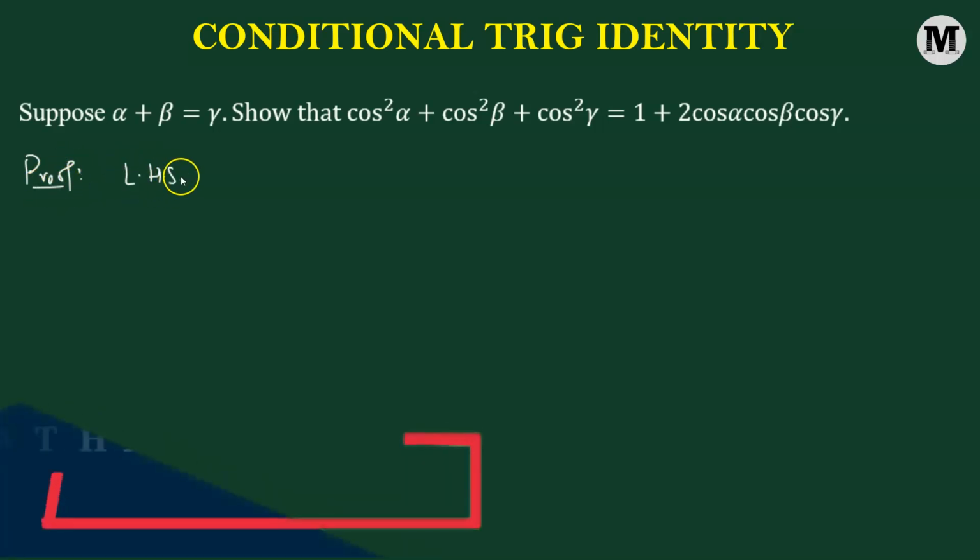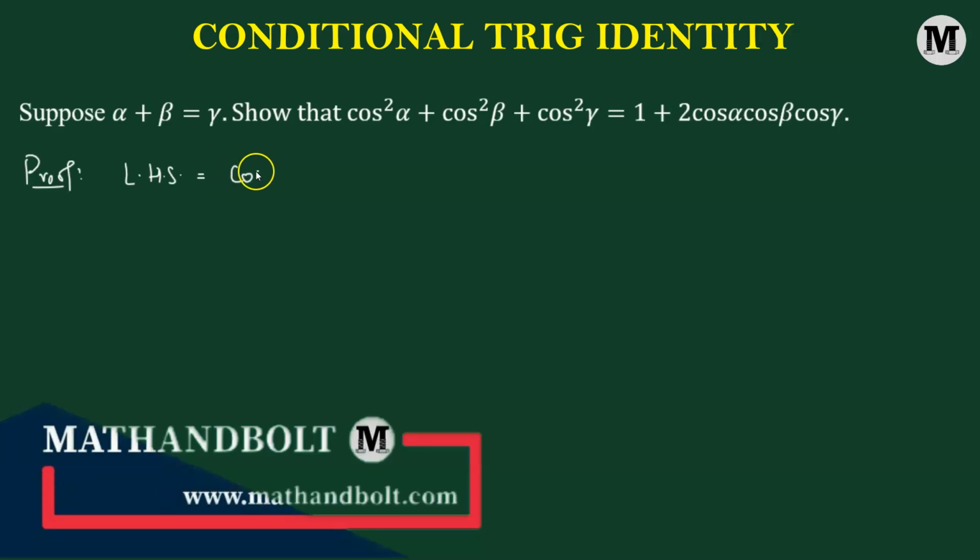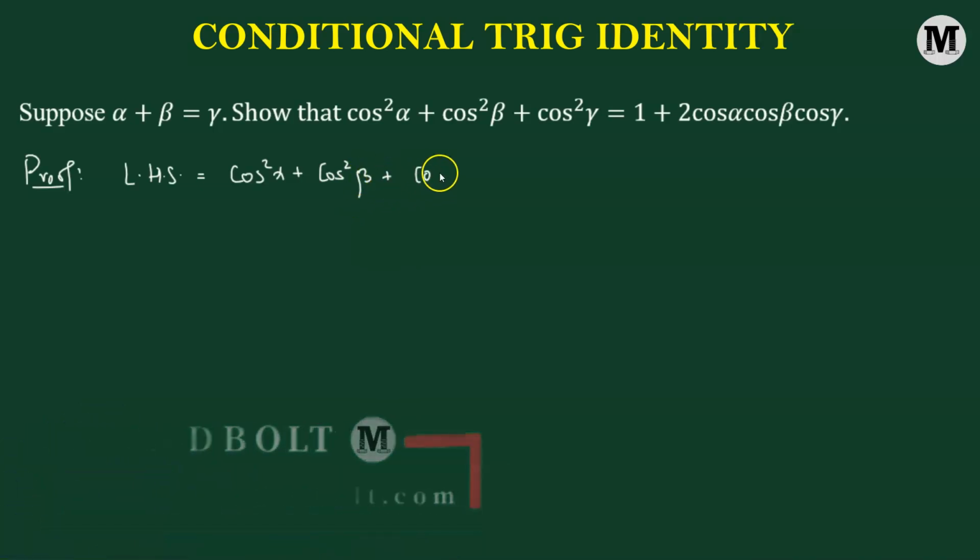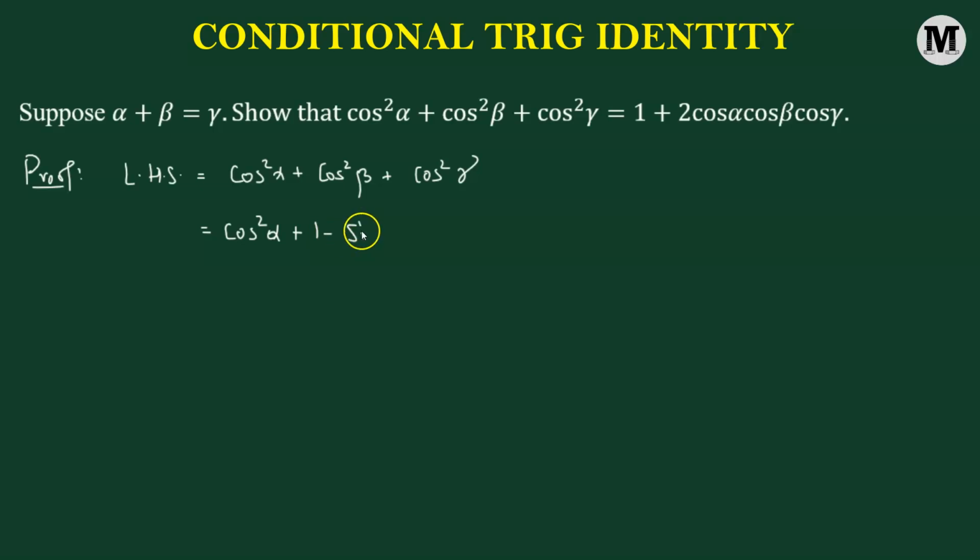On the left hand side, we have cosine squared alpha added to cosine squared beta added to cosine squared gamma. So first, we're going to keep the first term as it is, but we are going to change the second term to 1 minus sine squared beta, added to the third term that also stays intact. Here we have used the fact that cosine squared beta added to sine squared beta equals 1.